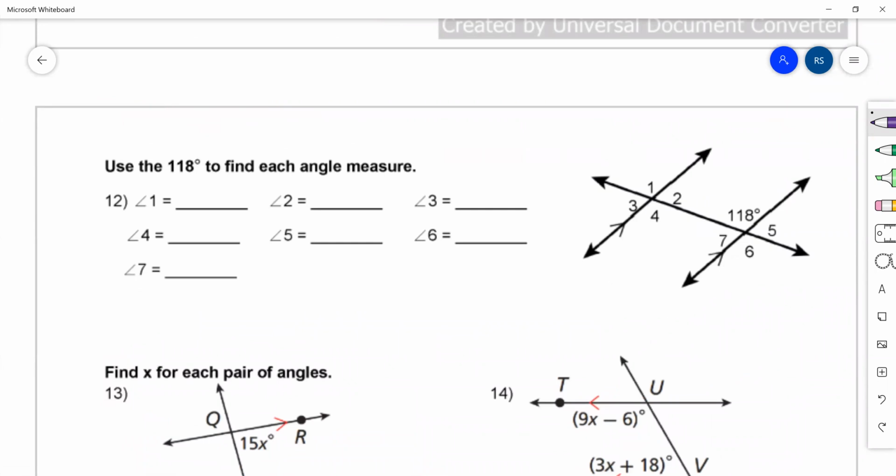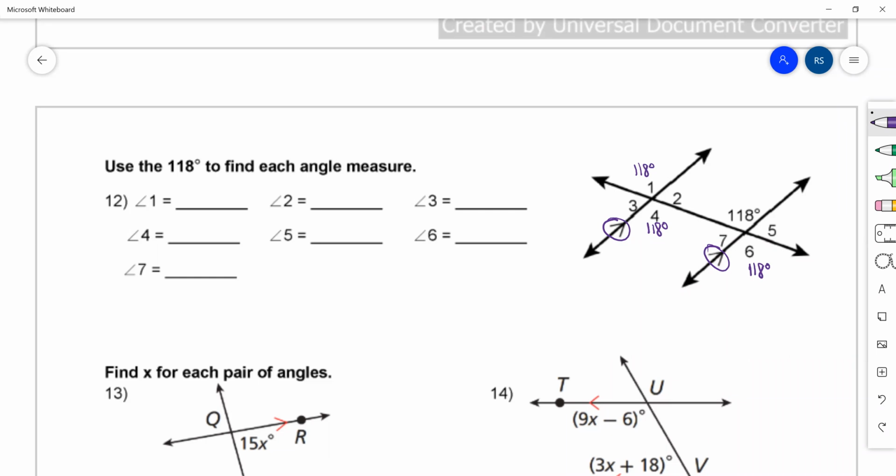So for number 12, they give us a single 118 and then tell us we have to use it to find all the others. Remember that on parallel lines, all acute and all obtuse angles are the same. So let's label all our other obtuse angles. Angle 6, it looks obtuse. Angle 4 looks obtuse, and angle 1 looks obtuse. Those all have to be the same.